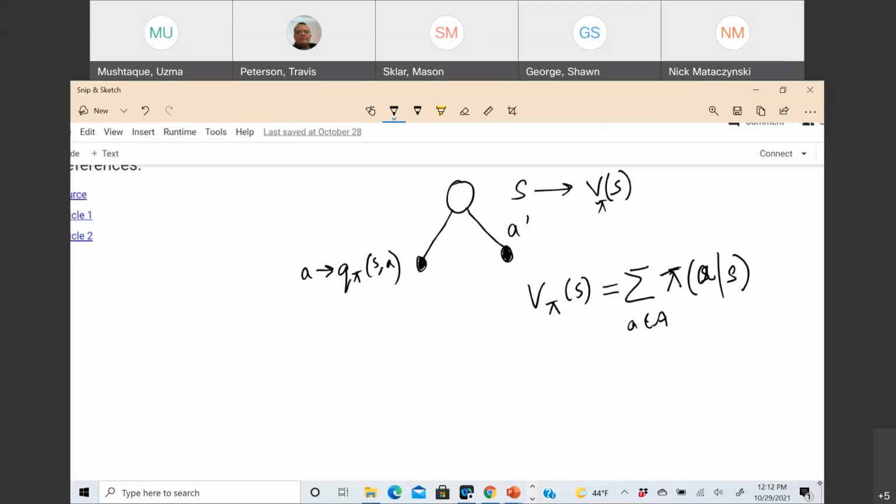We defined this last time, right? So this is the policy, which is usually a probability, and then the Q of S, A, which is this. So we can come up with this equation. This equation gives us the connection between the state value function and the state action value function.